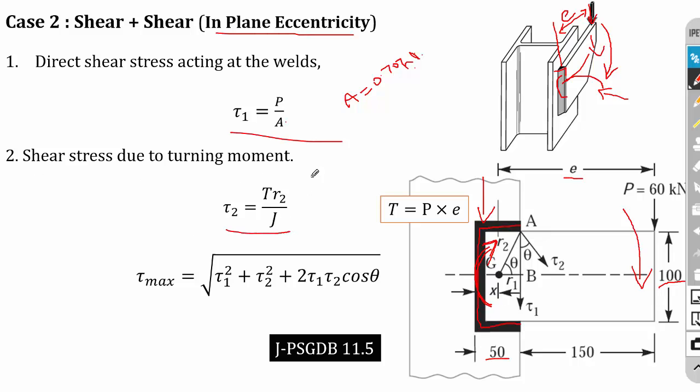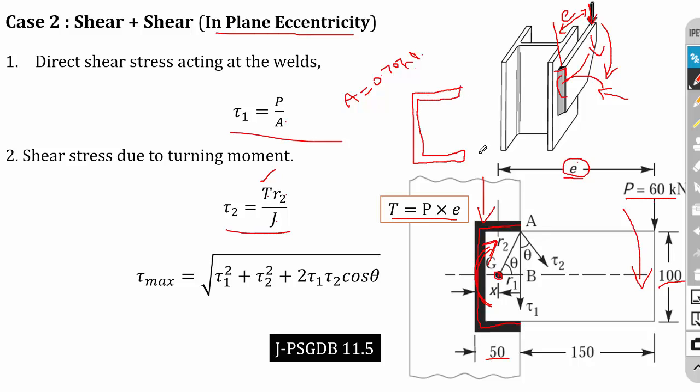So the equation for secondary shear stress is tau 2 is equal to T by J into R2. So here T is the torque, that is load into eccentricity. Here the load is 60 kilonewton and the eccentricity is E. So here one thing is very important. In the welded region, we have to consider one center of gravity point. Okay. So eccentricity is the distance between the load acting and the center of gravity. So this is the center of gravity of the weld region. For example, this is actually the weld region.